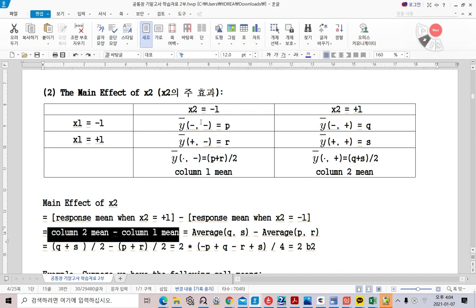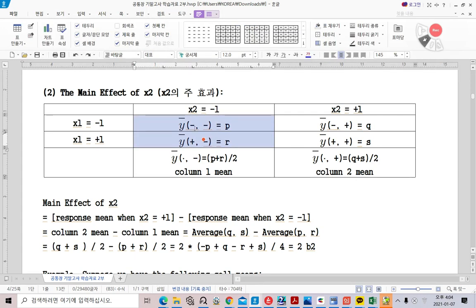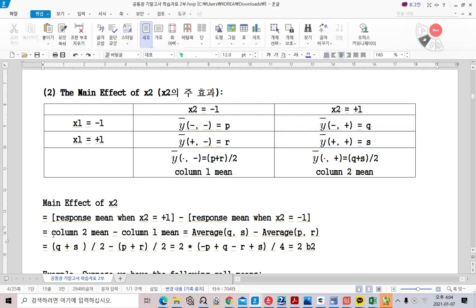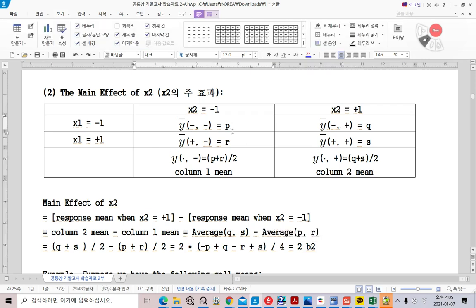And column 1 has two cell means that are y bar of negative negative equal to P and y bar of positive negative equal to R. And column 2 has two cell means that are y bar of negative positive equal to Q and y bar of positive positive equal to S. So column 2 mean is the average of Q and S, and column 1 mean is the average of P and R.